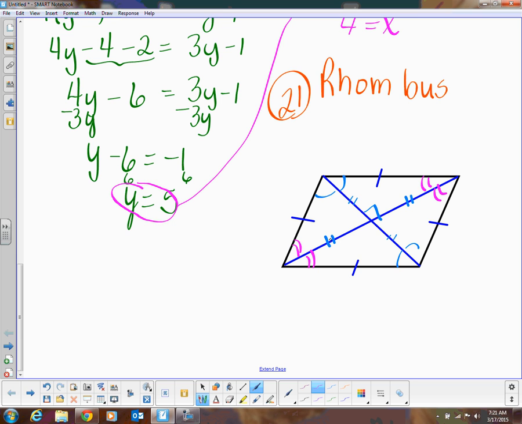All right, so they told us this is 32. What is this angle right here? 90. How do you get this angle over here? 90 plus 32 is 122. Then what? 180 minus 122 is going to be 58. So this is 58. So what is this angle?